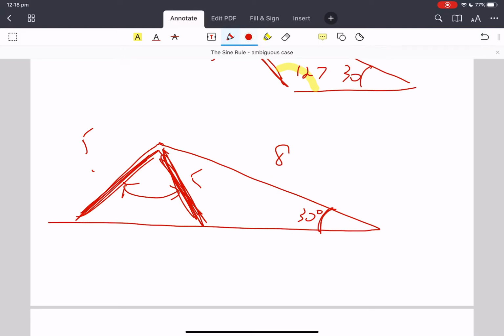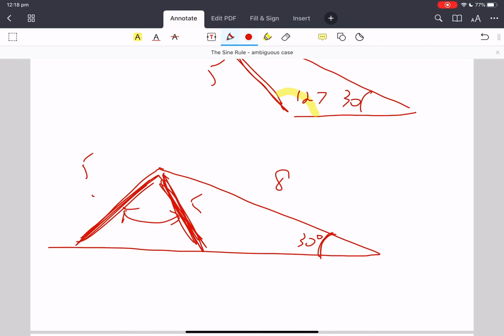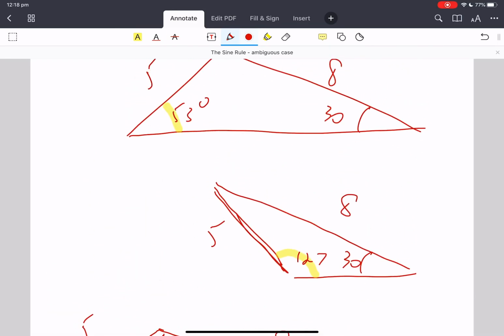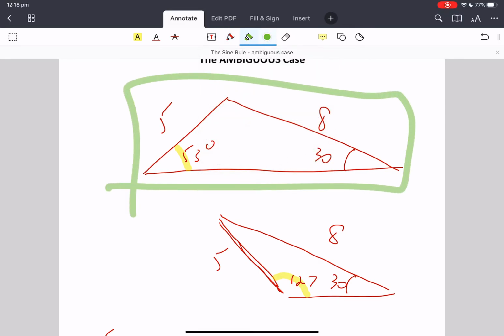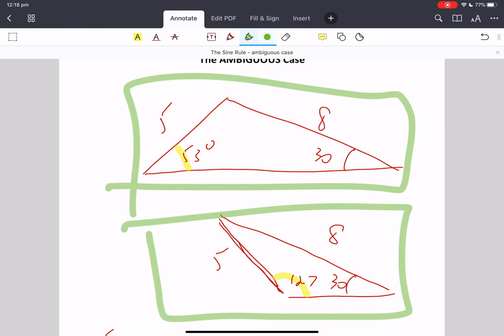That's the ambiguous case. Watch out for it. It's not necessarily going to be signposted in the exam. It could just be find, and you need to recognise that there are two possible answers and draw yourself two different diagrams anytime you see just the use of the sine rule. Okay, keep an eye out for it.